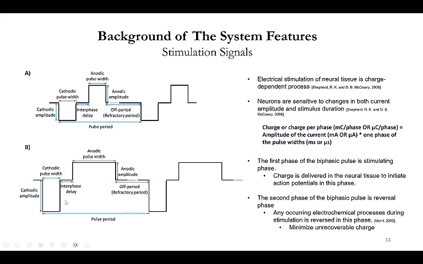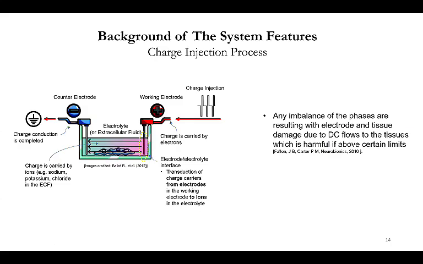For charge balance, we can calculate charge per phase. Basically, multiplying the cathodic amplitude by the cathodic pulse width gives us the charge amount per phase, and that value should be exactly equal to the other phase. If it doesn't match the charge per phase, then there will be excessive charge, and this extra amount of charge will stay on the tissue, and it will cause a physiological problem.